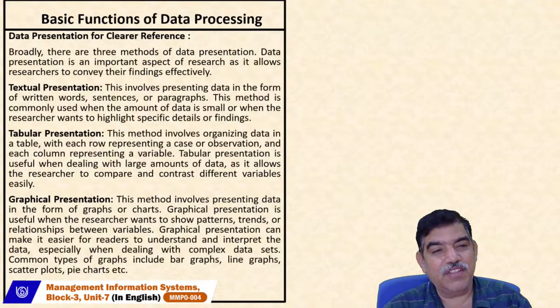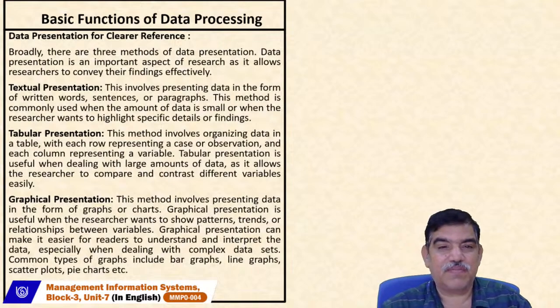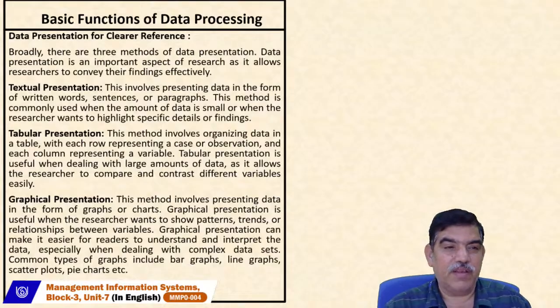Text data means in the form of words, paragraphs, sentences, like that. This method is commonly used when the amount of data is small or when the researcher wants to highlight specific details or findings. These are the qualitative data. We can represent data in the form of words, sentences, and paragraphs. And this method is commonly used when the amount of data is smaller or when the researcher wants to highlight specific details or findings. Then tabular representation.